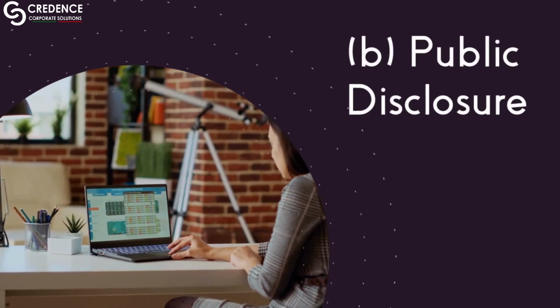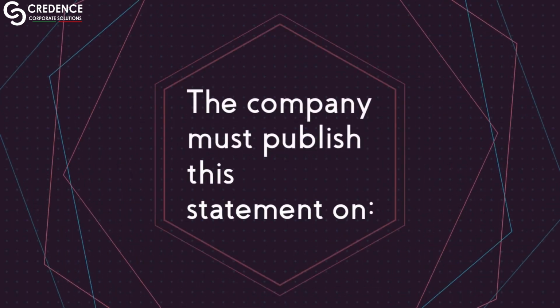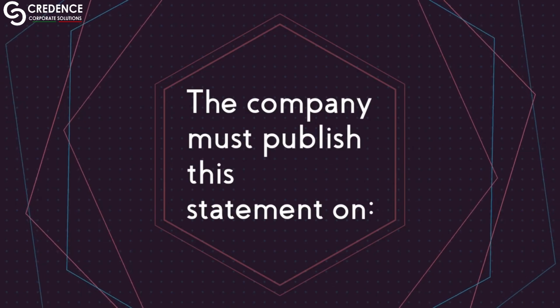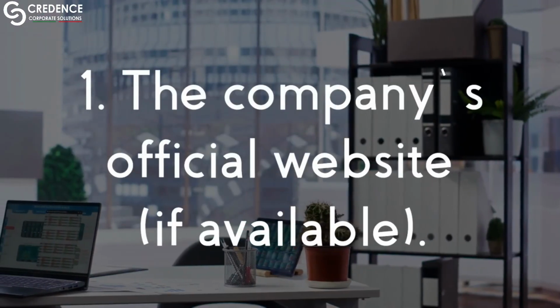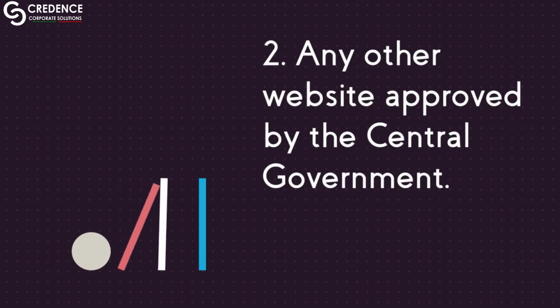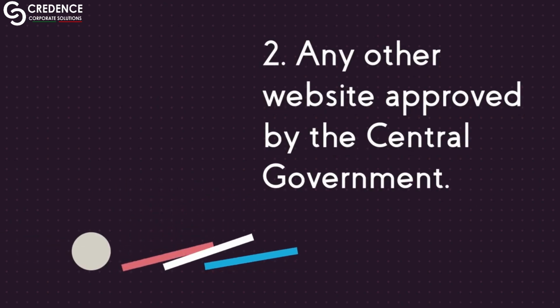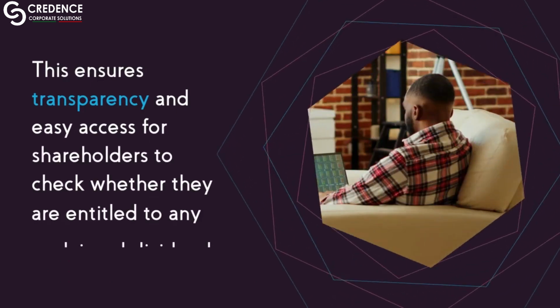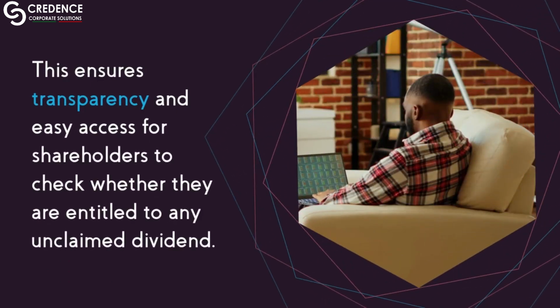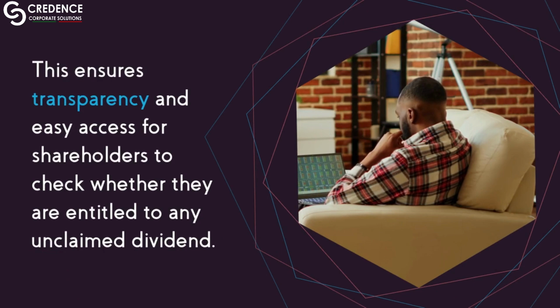B. Public disclosure. The company must publish this statement on: 1. The company's official website, if available. 2. Any other website approved by the central government. This ensures transparency and easy access for shareholders to check whether they are entitled to any unclaimed dividend.